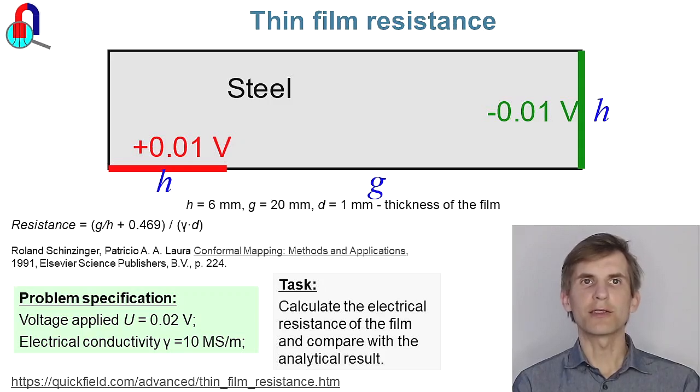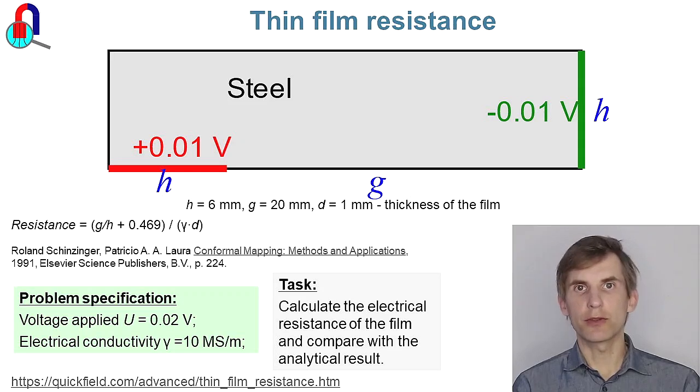Thin film resistance. Here we have a conducting film on a thin plate. Two terminals are connected to the plate. Our task is to calculate electrical resistance. I'm going to repeat the real experiment.